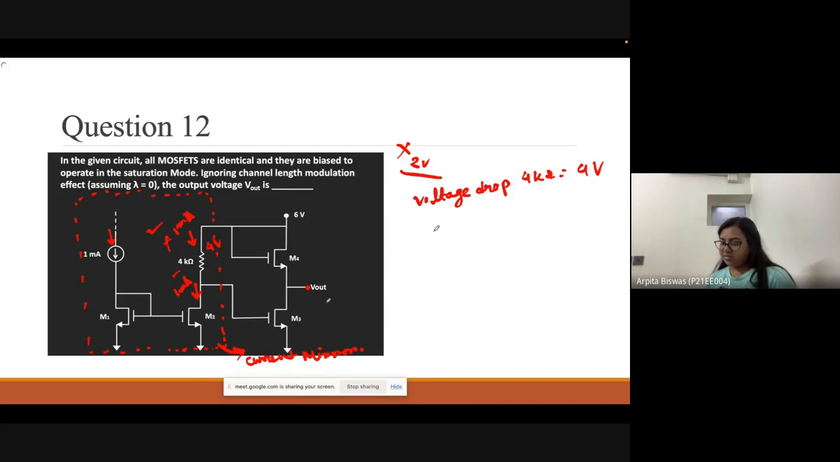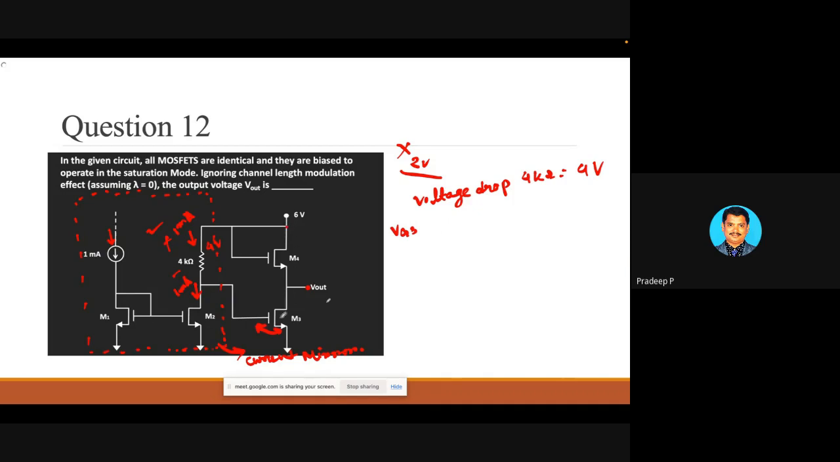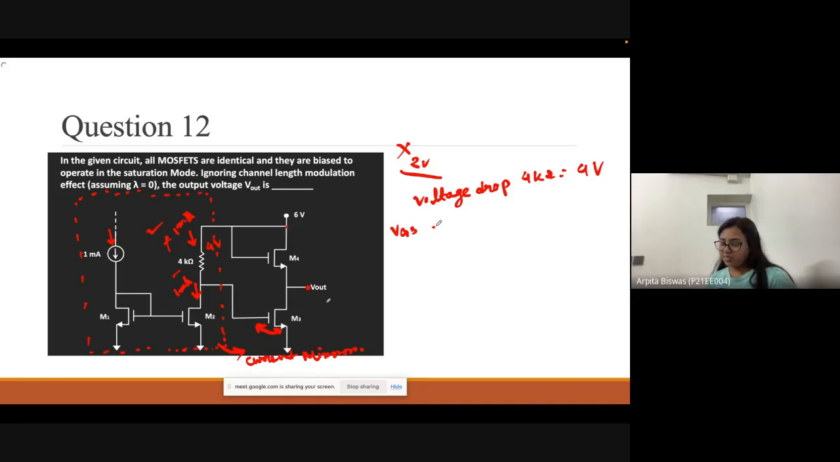Then VGS3, that one. Now tell me what is the value of VGS3 from there? If the voltage drop here is 4 volt and it is connected with 6 volts, then VGS is 2 volt. 6 minus 4 equal to 2 volt. So this is the VGS3 value. VGS3 value is 2 volt.